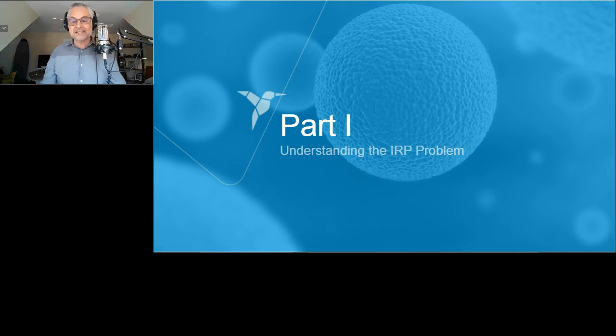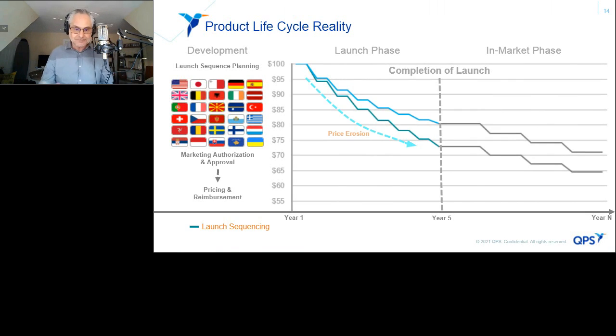So part 1, understanding the IRP problem. In the chart in front of us, if we take a look at the left-hand side, during launch sequence planning and during the development phase, as we said, usually at phase 3, companies now start to think about taking the products to the global theater, which countries we're going to launch in, and the order of those launches, seeking out marketing authorization, the approval, and then submitting for pricing and reimbursement.